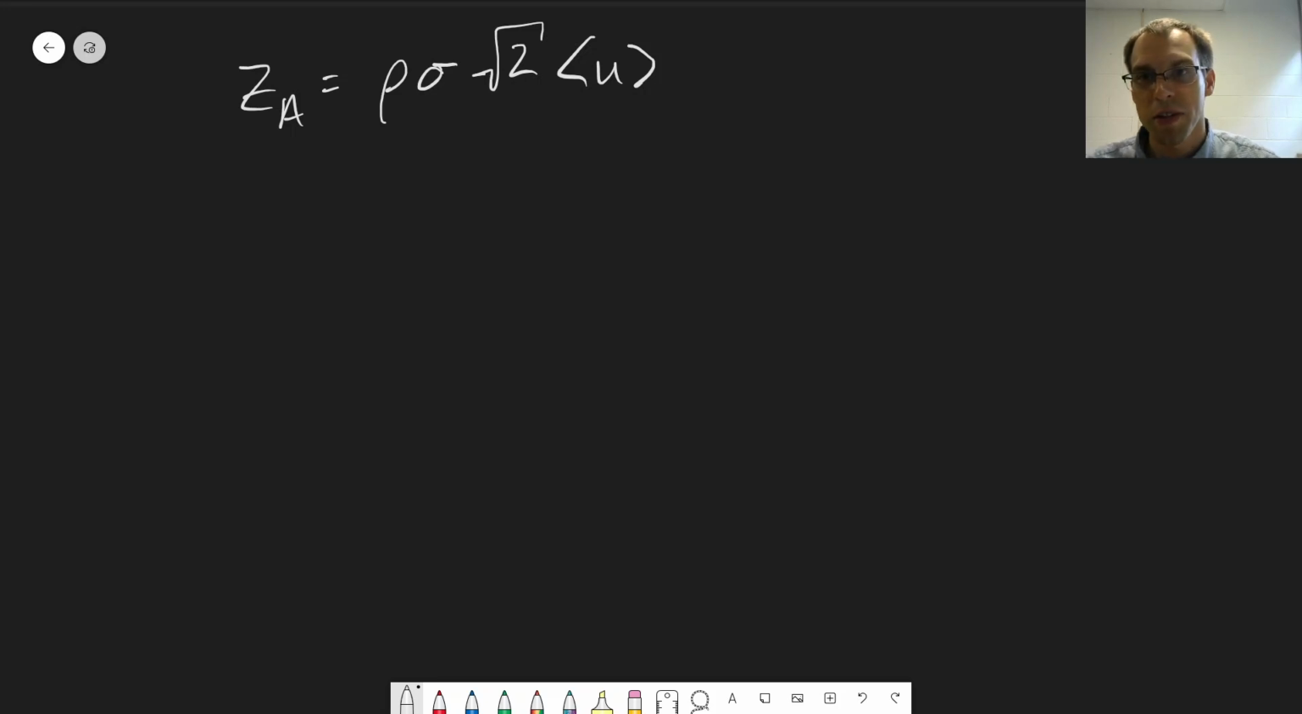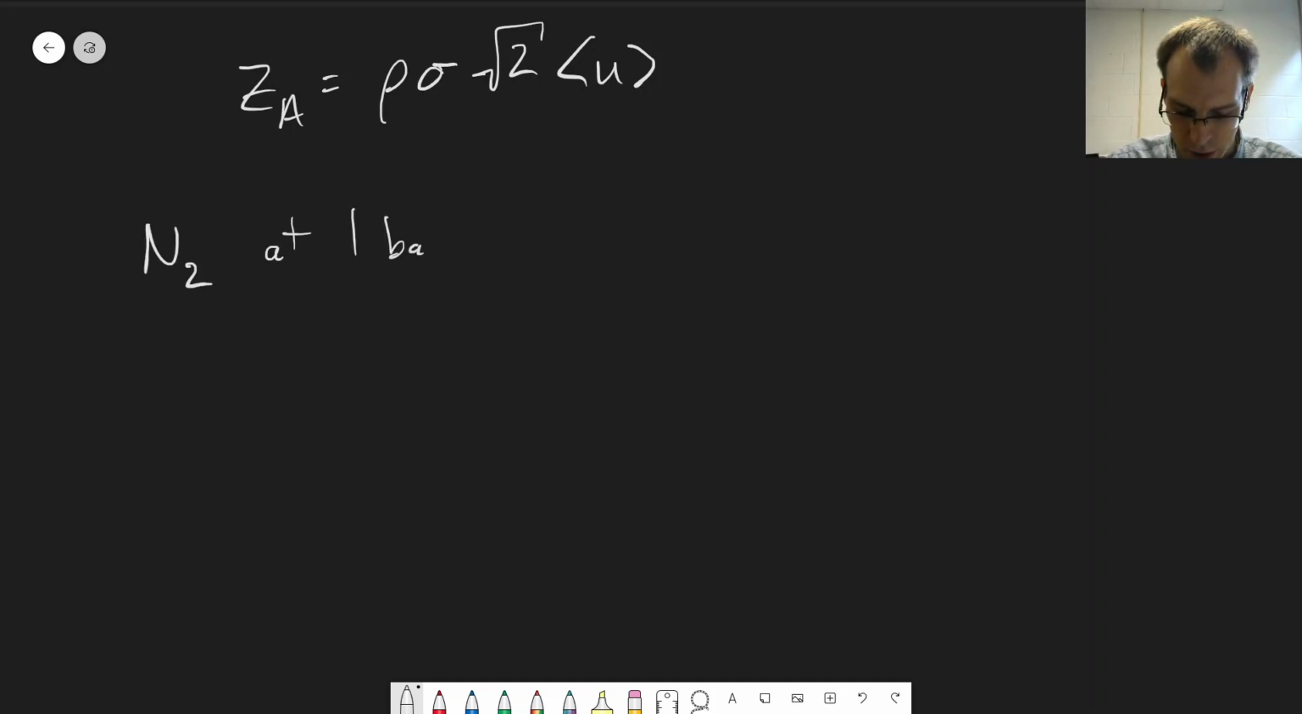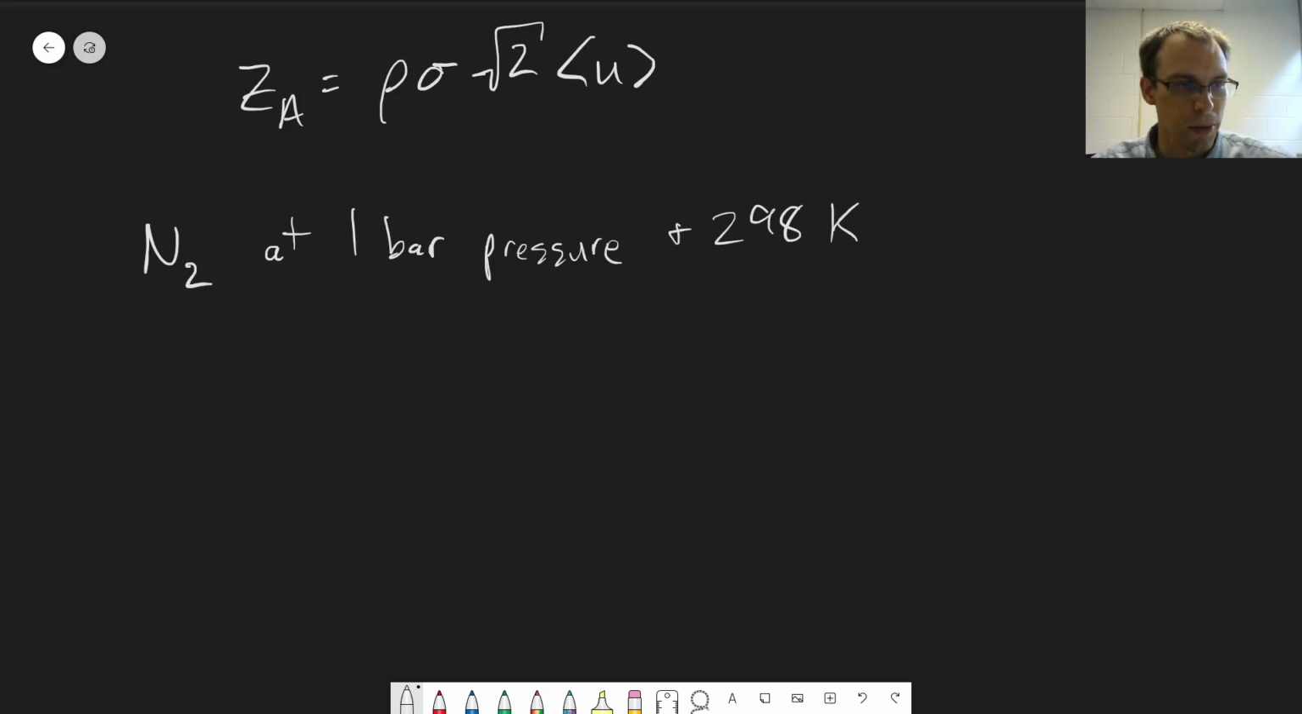So now that we have an equation for the average collision rate, how many collisions per second, let's look at what sort of values we would expect for a normal situation. Let's assume atmospheric pressure, and that we just have nitrogen. So what is ZA if we have nitrogen at 1 bar pressure and 298 Kelvin? So room temperature.